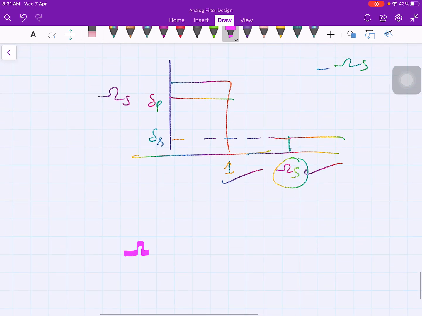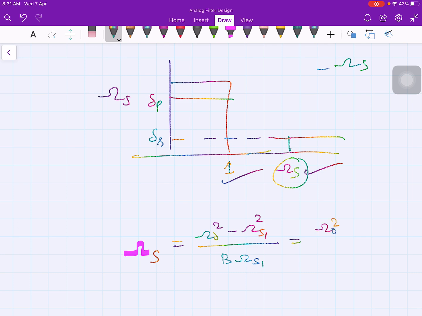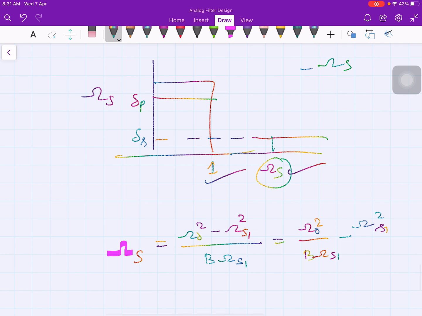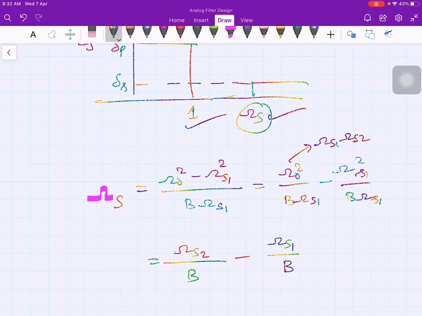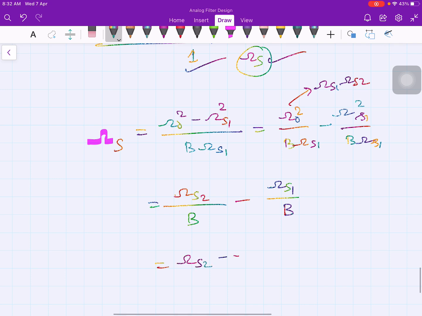omega s is equal to omega naught square minus omega s1 squared divided by b times omega s1. So this I can write as omega naught square divided by b omega s1 minus omega s1 squared divided by b omega s1. So this is omega naught squared, if you know omega s1, omega s2, right? Therefore this becomes omega s2 divided by B minus omega s1 divided by B. So I can write omega s2 minus omega s1 divided by capital B. So this is omega s.